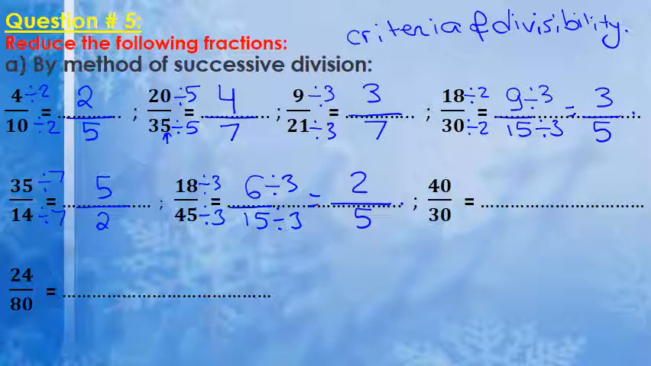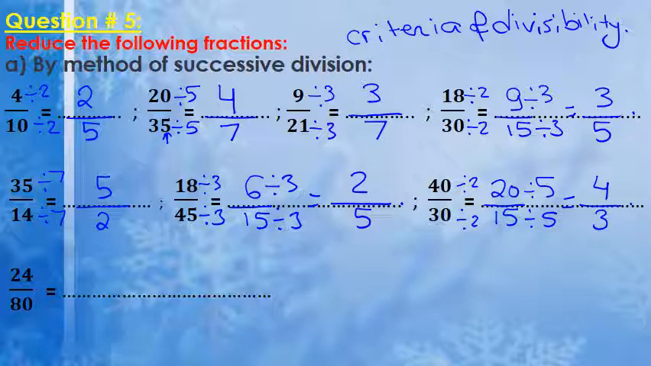40 over 30, we can reduce up and down by 2. They are both divisible by 2. 40 divided by 2 is 20. 30 divided by 2 is 15. 20 over 15, we can reduce both by 5. 20 divided by 5 is 4. 15 divided by 5 is 3.